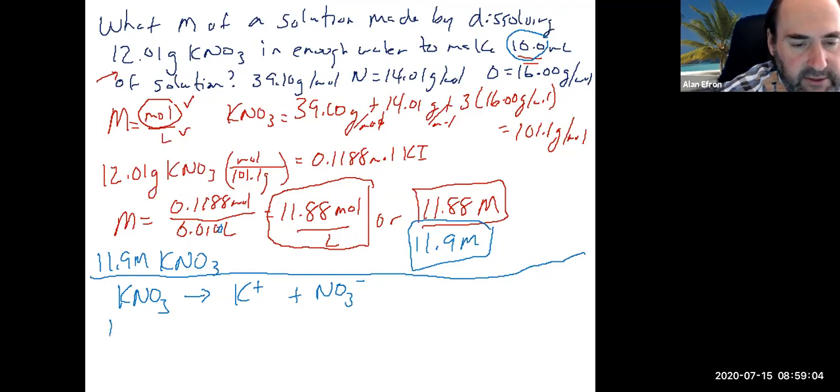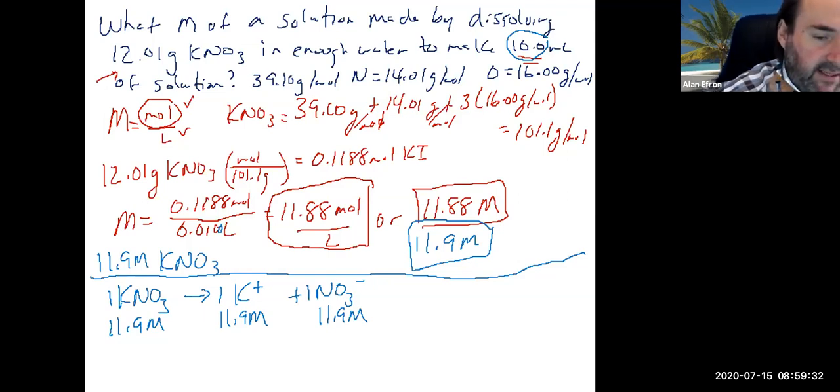And if the concentration of this compound is 11.9 molar, the concentration of just the potassium ion would also be 11.9 molar, and the concentration of the nitrate ion would also be 11.9 molar. The reason for that is kind of like stoichiometry. It's a 1-to-1 relationship between those two. It's also a 1-to-1 relationship with the nitrate, which means the concentration of each of those ions individually would also be 11.9 molar. Obviously, it's not additive, so if you add this up, you don't get 11.9, but it is the concentration of each of those.